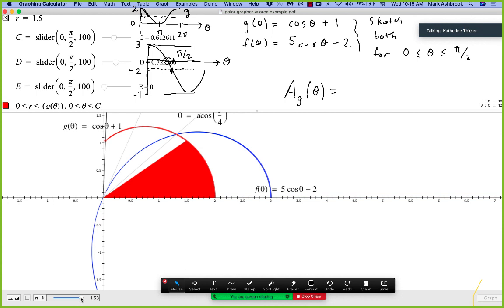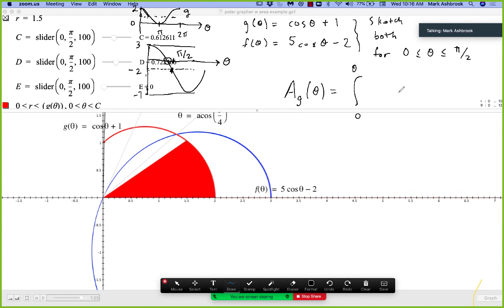Wouldn't it be the integral of 1/2 cosine theta plus 1 squared? All right, so you want the integral? So integral, right, net accumulation. It's like one of the most, if not the most important thing of the course, net accumulation, integral from what to what? 0 to theta. 0 to theta, good.